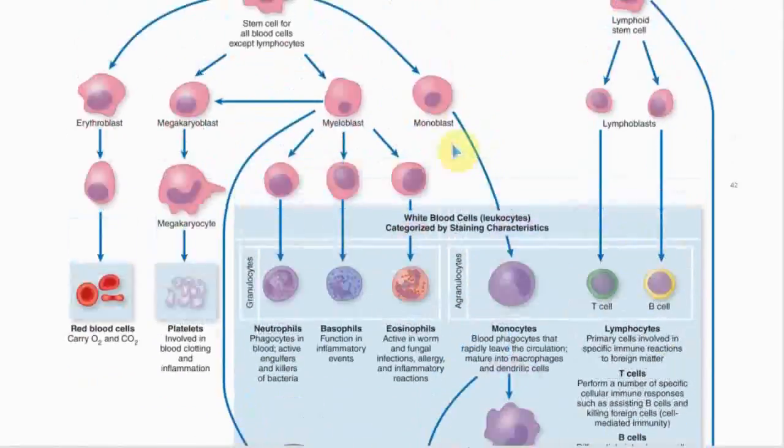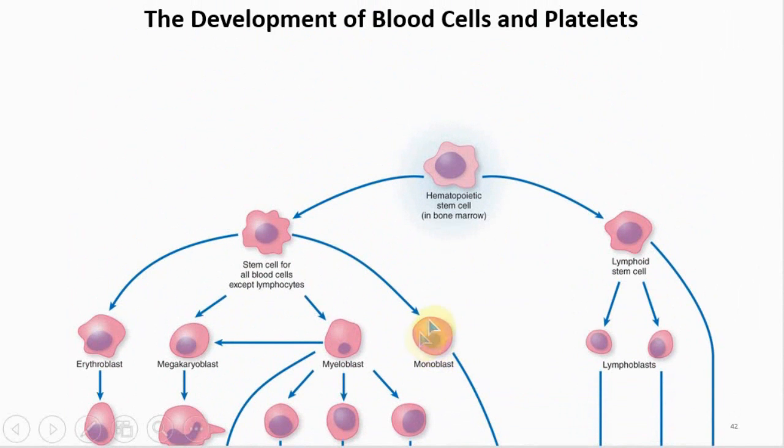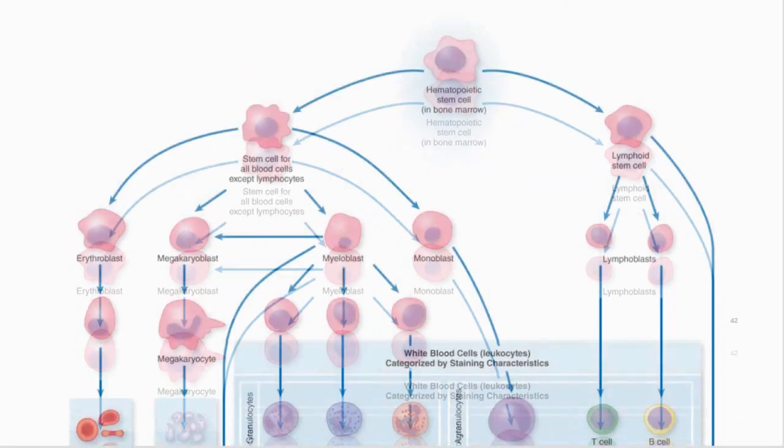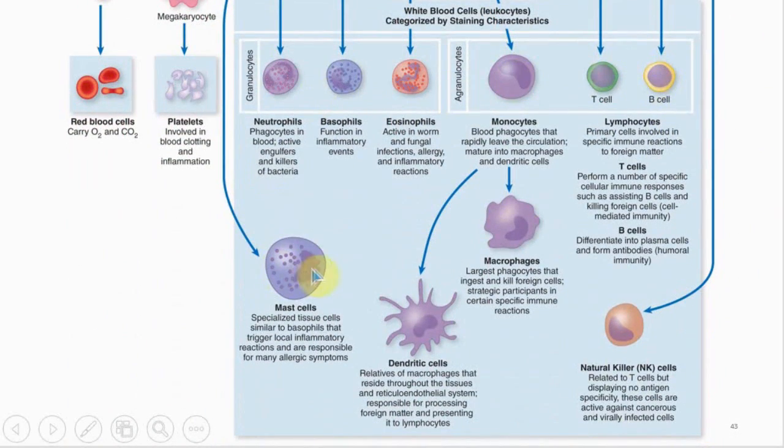Okay, so going back up here, the last one we haven't talked about on these blood cells is this monoblast here. So these are the 7 types of white blood cells here: mast cells, and then these 6 granulocytes and agranulocytes. The monoblast will differentiate into a monocyte, which will become macrophages or dendritic cells. Dendritic cells are essentially macrophages that don't circulate in the blood. But both of these types of cells here are phagocytic cells and come from monocytes.